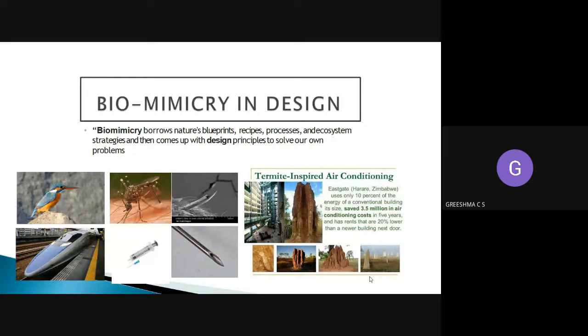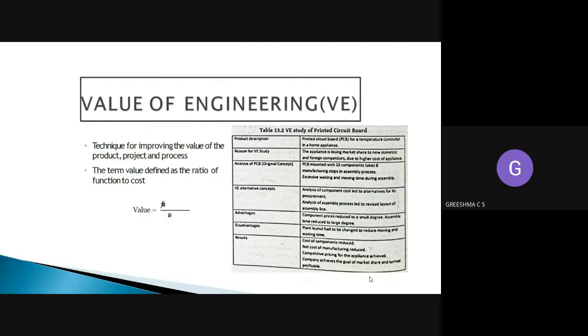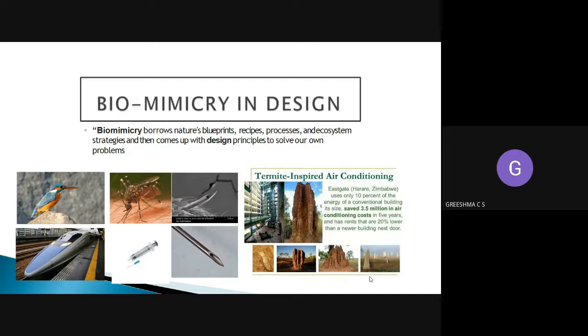Now coming to the next question, that is biomimicry. Okay, what do you mean by biomimicry? So this might be a whole new topic for you. Biomimicry borrows nature's blueprints, receives and processes ecosystem strategies, and then comes up with a principle to solve your own problems. Okay, so I'm pretty sure you didn't understand anything.